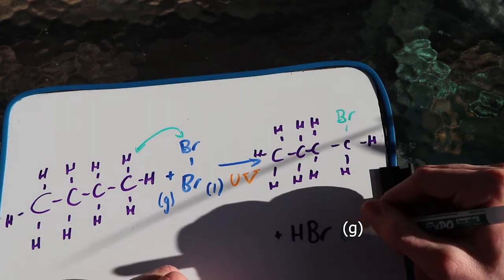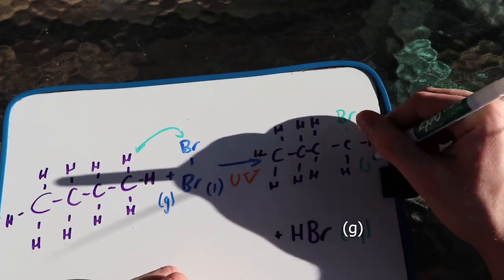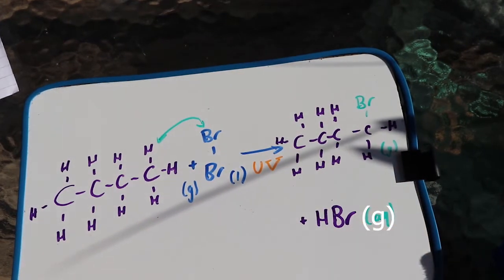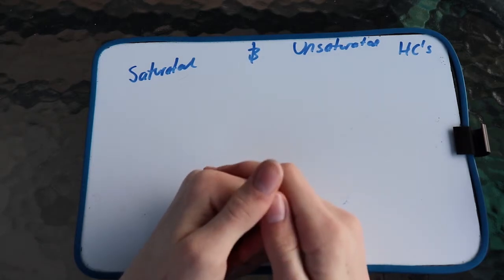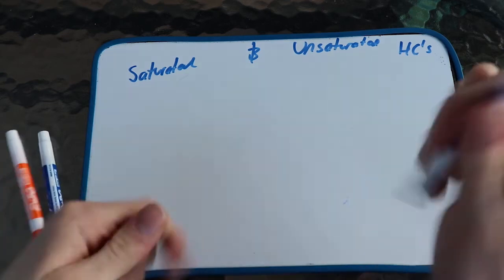This is probably going to be aqueous, and this, I believe, would be gaseous. And alkanes are going to be the traditional families that will undergo these reactions. Let's say we have to distinguish between some saturated and unsaturated hydrocarbons. How are we going to do that? Well, remember what each of these looks like.